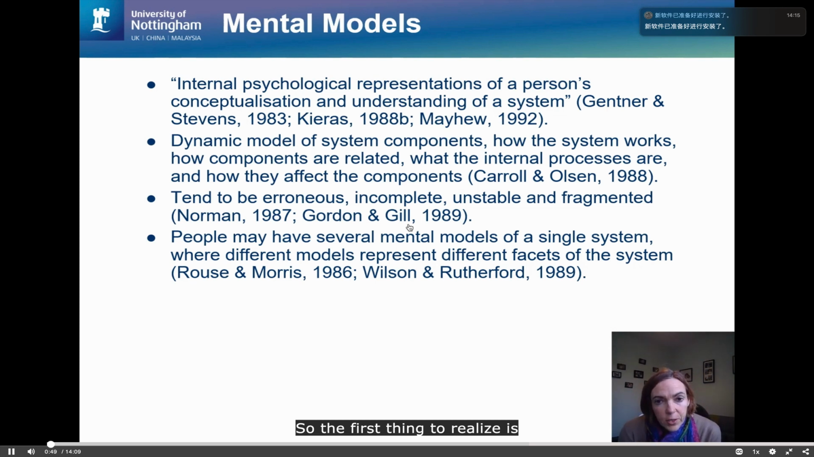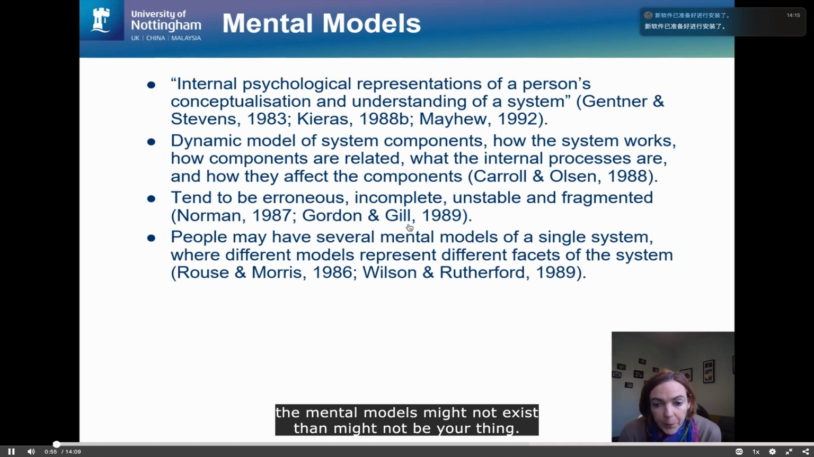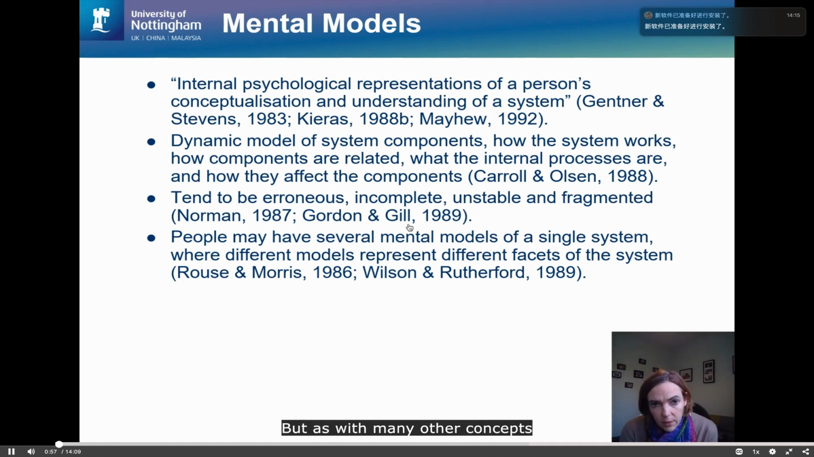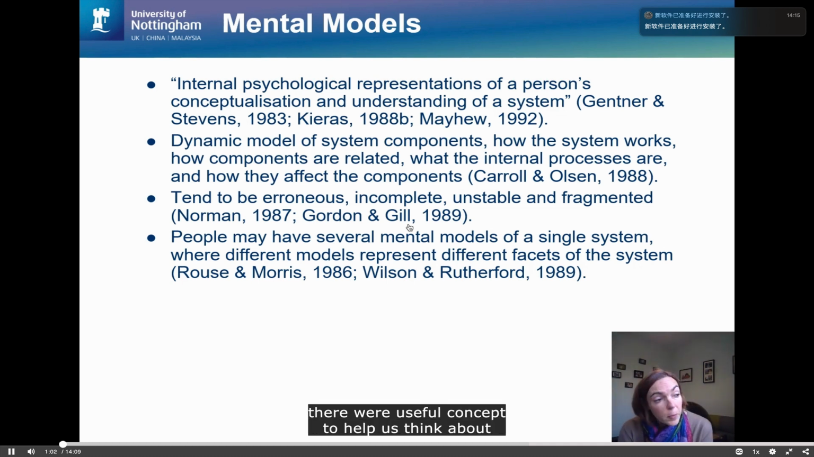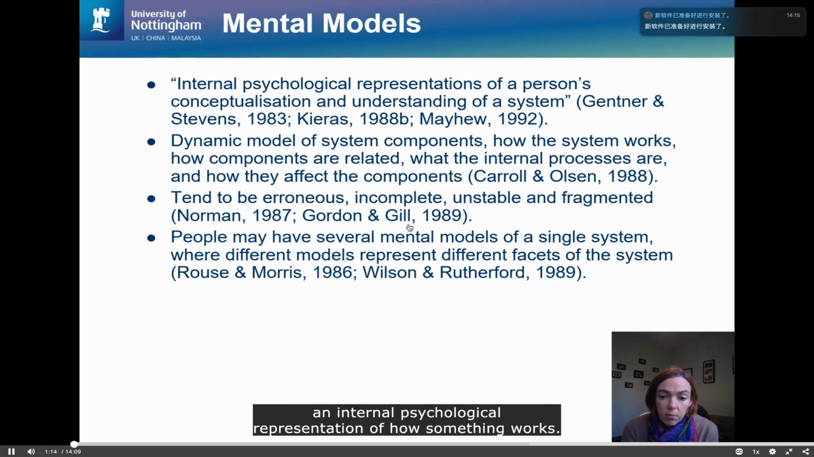So the first thing to realise is that mental models might not exist. They might not be a thing. But as with many other concepts that we talk about in this lecture, they're a useful concept to help us think about why we should design in a certain way and what our considerations should be. So the underpinning premise of a mental model is that it's an internal psychological representation of how something works.